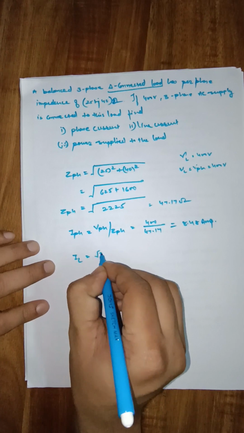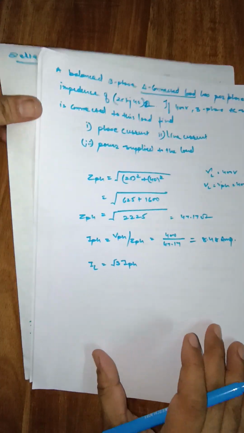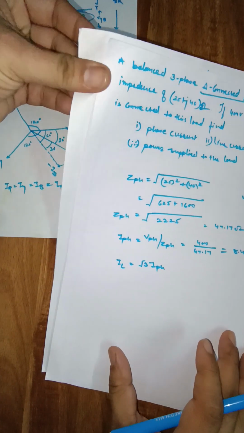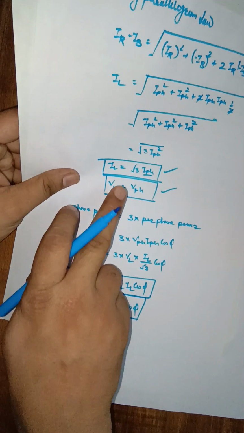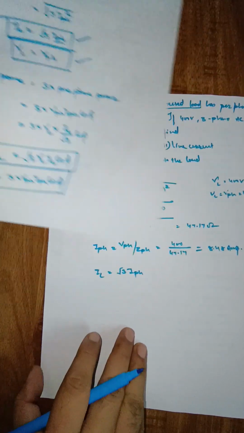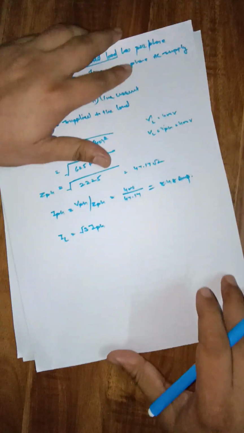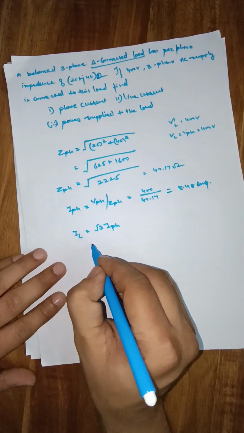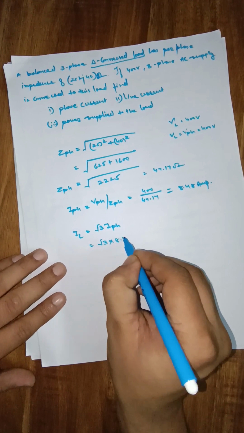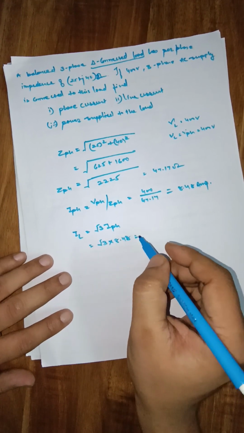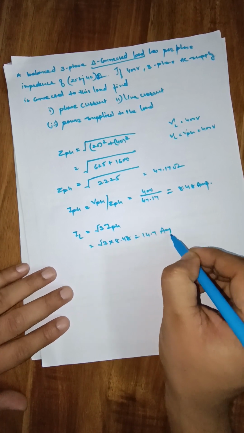Now, what will be the value of IL? IL equal to root 3 IPH, as we have previously obtained. The line current will be equal to root 3 times of phase current. This is the expression. So just multiply this phase current into root 3 multiplied by 8.48. So the value will come out to be 14.7 ampere.